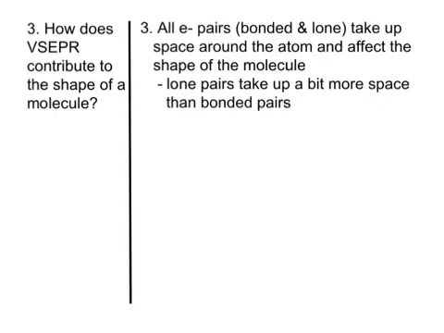The key concept is that all those electron pairs, whether they're bonded pairs or lone pairs in our Lewis dot structures, take up space around the atom. And so they're going to have an effect on the shape of the molecule. In fact, lone pairs take up a bit more space than bonded pairs, so they're going to push down those bonded pairs a bit more and affect that shape. So let's take a look in detail at how we can relate structure, electron domains, bonded pairs and lone pairs, all with the shape of molecules.